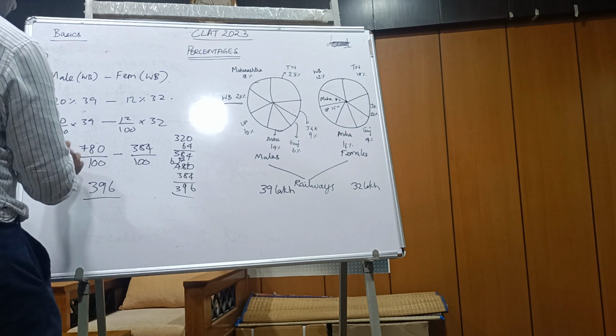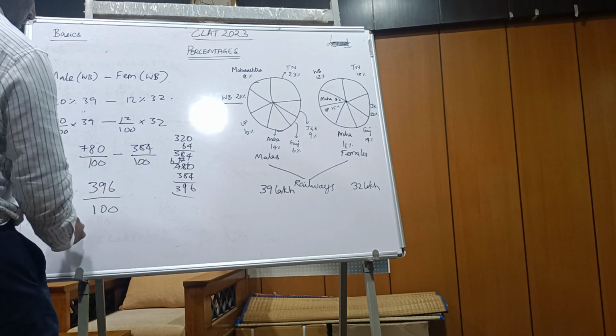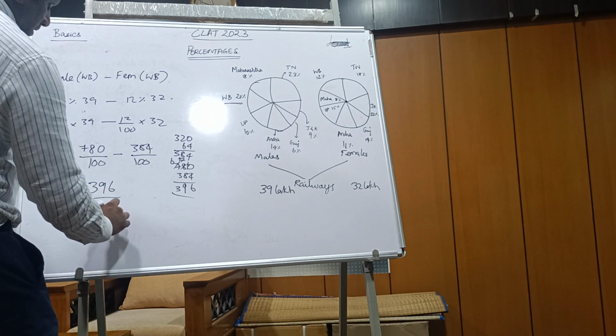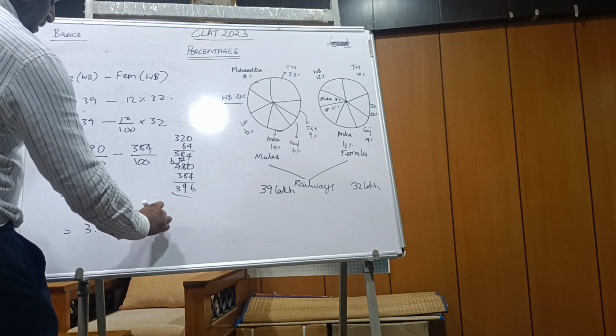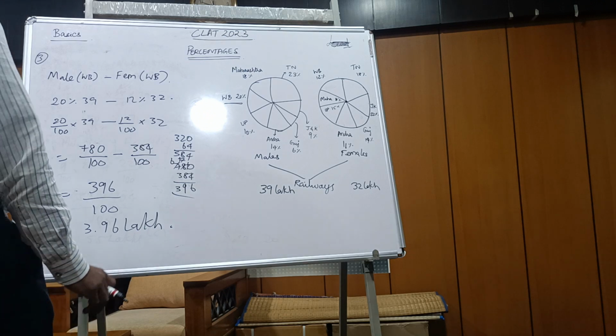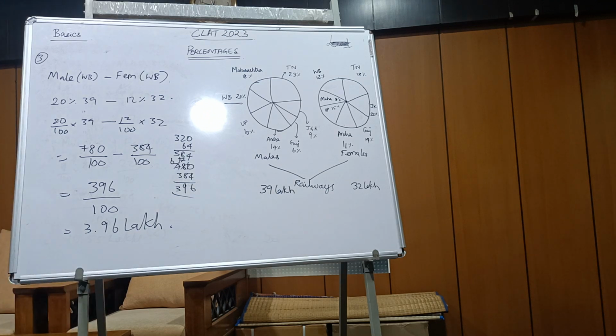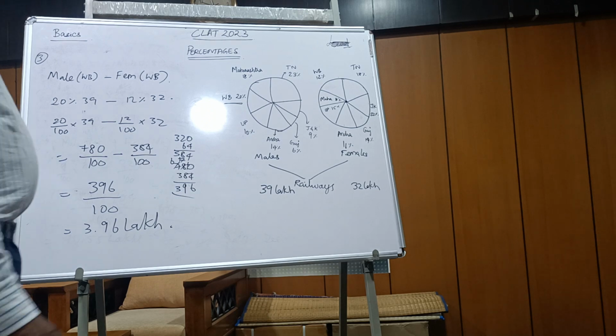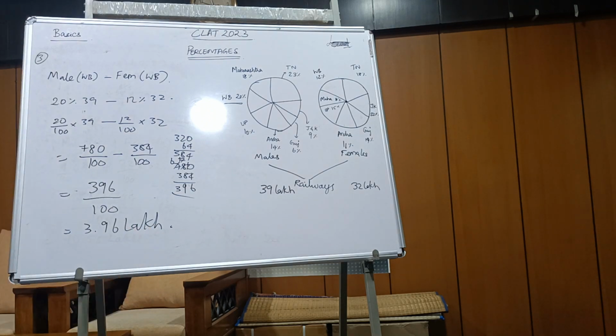396 by 100 is equal to 3.96. So, yes, you have done the problem well, but are you sure that this is the answer? If you want to check, here you could see that you want to check this answer if you're right or not.